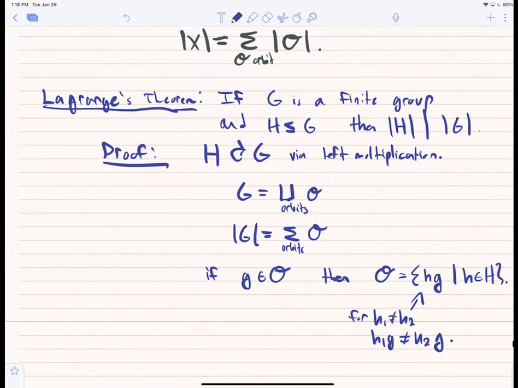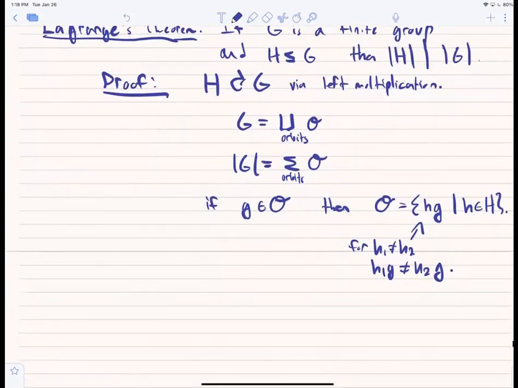This is just by the cancellation property for group multiplication. If h1 times g is equal to h2 times g, then h1 is equal to h2. But that means these elements hg are all distinct as I vary over the elements of H. So the size of this orbit is just the size of H.